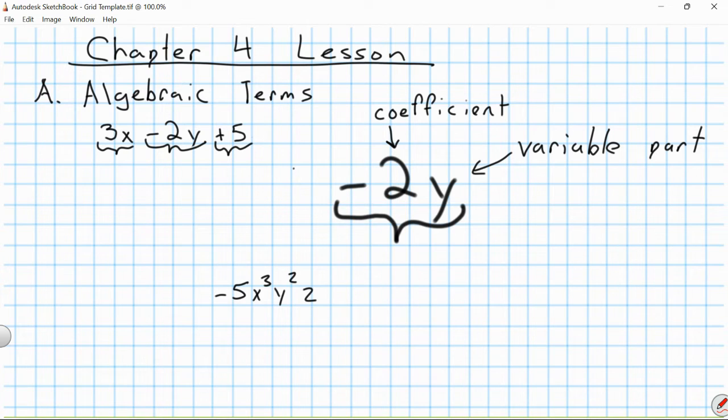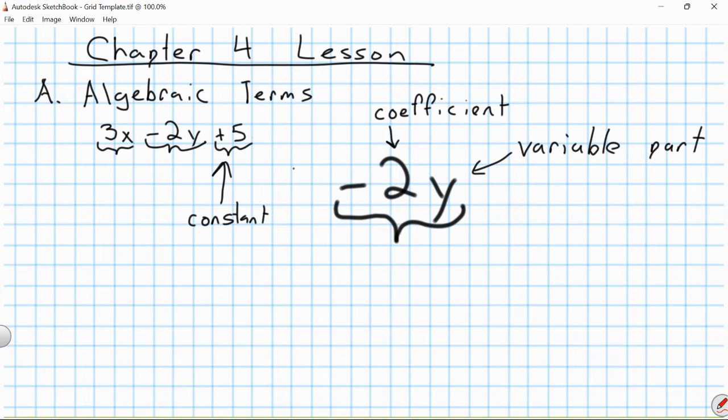Okay, so now that we're familiar with that vocabulary, could we go back to the original expression, this one, and could you tell me what the three terms are? Yes, Sophia? 3x, negative 2y, and plus 5. And 5, yeah. And you could say plus 5 or just 5. If you don't say plus in front of it, we assume it's positive. Okay. Now, if a term doesn't have a variable part, like this 5, this is called the constant term.